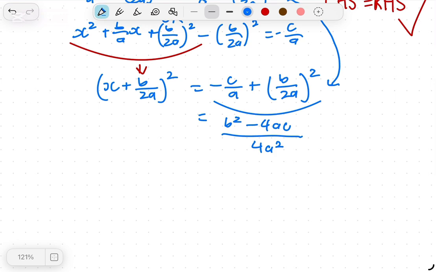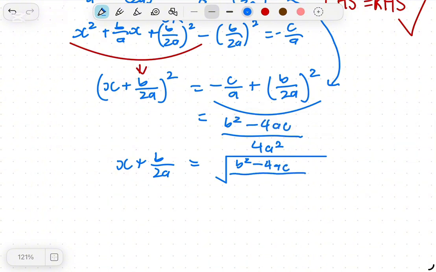Now, remember there's a square here. So what did we learn earlier? If there is a square here, we just bring the square over to the other side. And that's what we are going to do. We get x plus b over 2a equals the square root of b squared minus 4ac over 4a squared. Now remember, when we have a square root, we need to add the plus and minus to accommodate for the positive and the negative values of the answer.